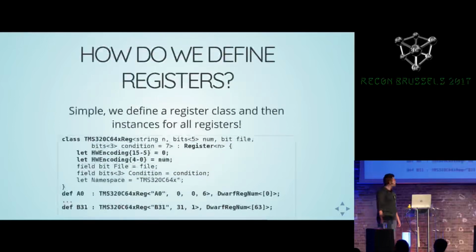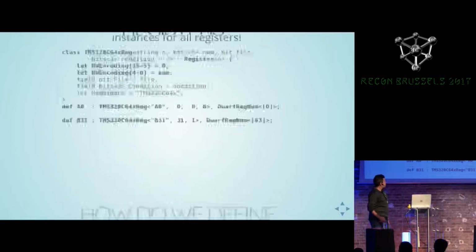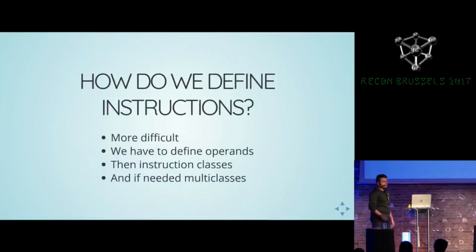Let's see how we can define the registers. We first define a register class, TMS320C64X, that is a subclass of the standard register class. We specify the hardware encoding, and we define instances of this class, which are the actual registers. So this is pretty simple. Let's see how we will define instructions. We first have to define all operands, then instruction classes, multiclasses, and finally we will define the instructions.